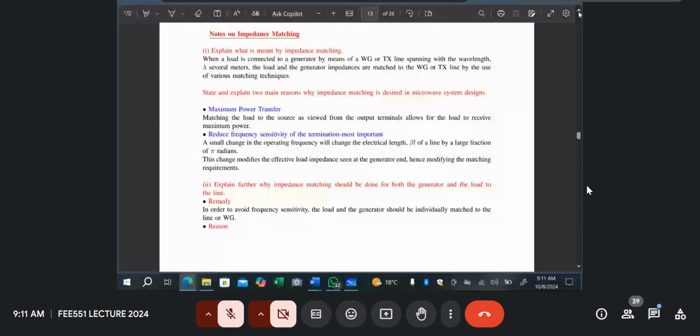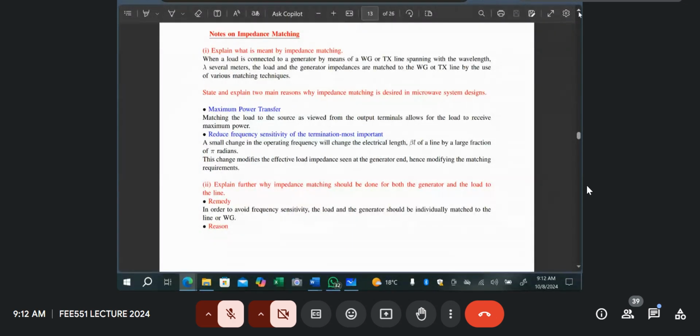So you connect a load to a generator, and when the wavelength is several meters, and the load and generator impedance are matched to the waveguide of the transmission line, you can use various matching techniques to do that. So that's what we mean. Now we explain what it is and why we are doing it. We always have two main reasons: that we want to maximize the power that is transferred to the load. So matching the load to the source viewed from the output terminals allows the load to receive maximum power.